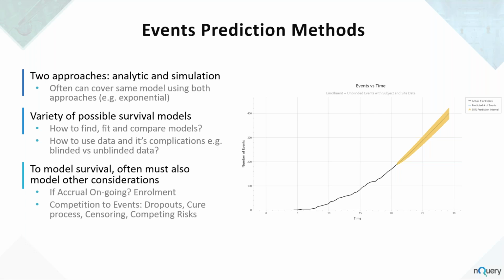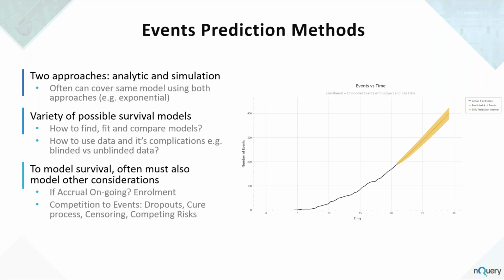So from an inferential point of view, it doesn't really matter if the competition to our event is a dropout or a cure or a censoring or a competing risk. All that matters from our perspective is that if one of these competing processes occurs, that person can no longer have the event and therefore can no longer contribute to the study ending or to the interim analysis occurring, based on the study protocol, based on the target that we set for doing that particular action.